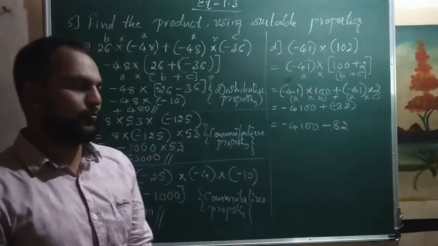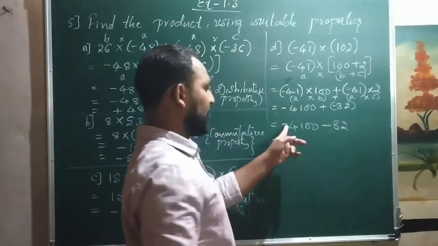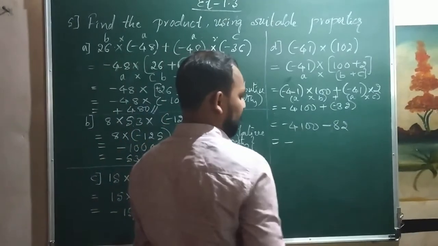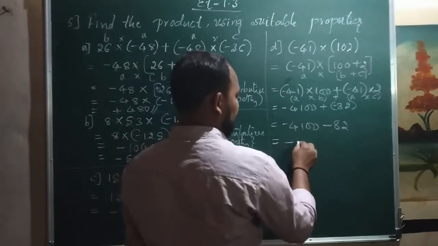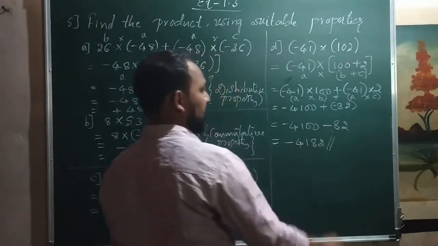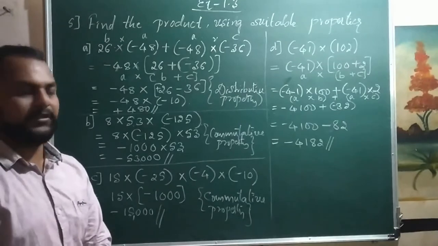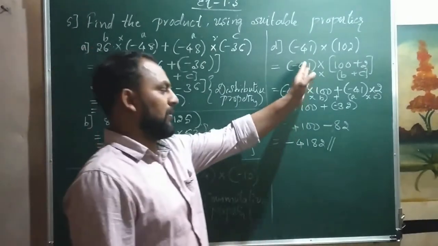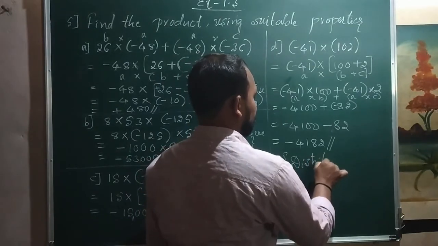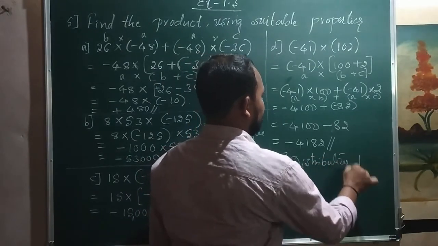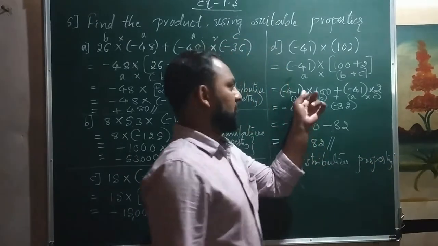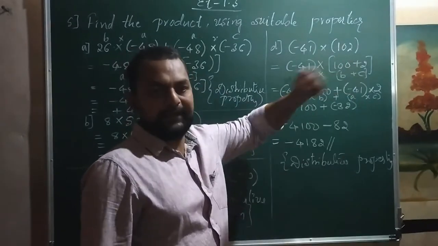Here the sum of two negative integers is negative, and the operation is addition. So this is the answer by using the distributive property, multiplication over addition.